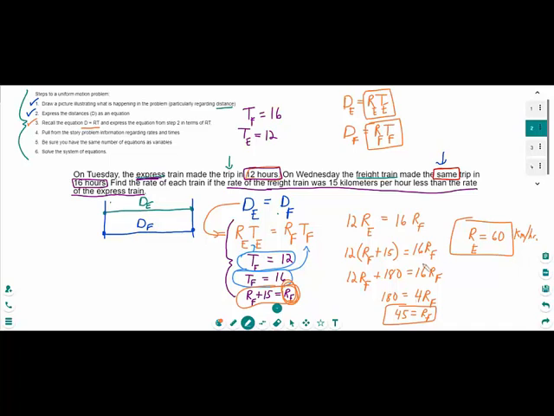Okay. And there you go. That's all they wanted to know. They wanted to know the rates. Find the rate of each train. So there you have it. We didn't even need to find the distance. They didn't ask for the distance.